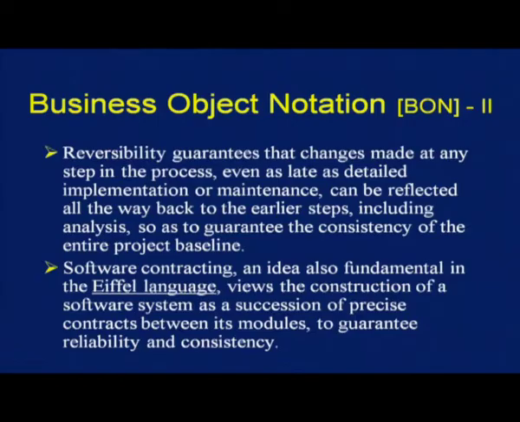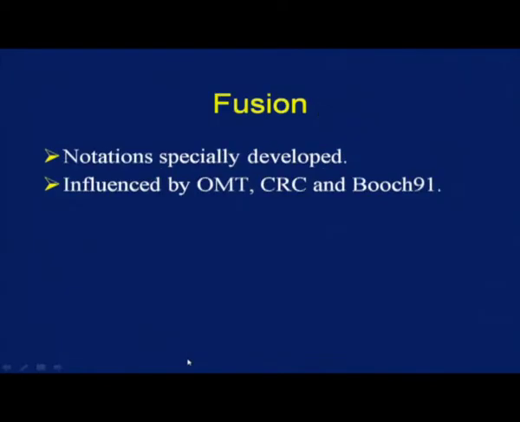Now, into this one other thing came, business object notation, that is talking about seamlessness, reversibility, software contracting, 3 good ideas. These are all small ideas, but then they have been communicating very effectively that this is what we mean by object oriented analysis. Different methods might have tried, but this particular notation was exceedingly good for what we have been trying for ages. Two-way traceability, very difficult. Reversibility, software contracting, an idea also fundamental in the Eiffel language.